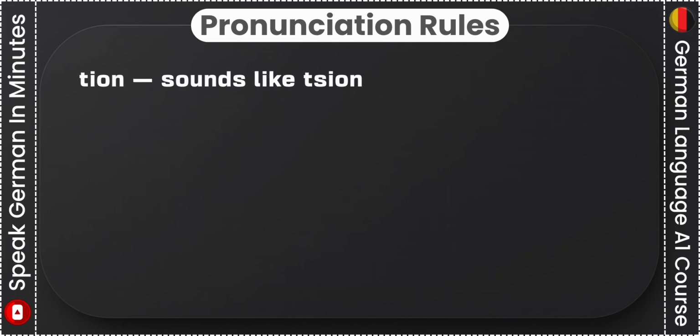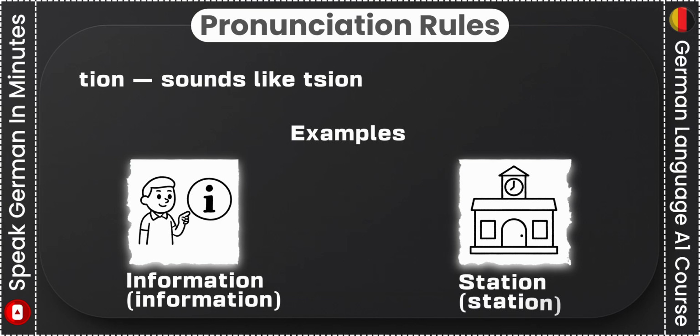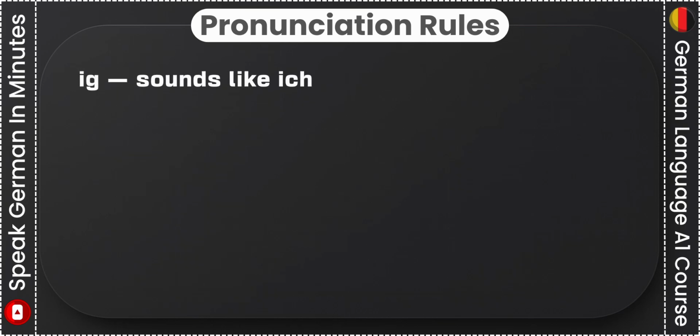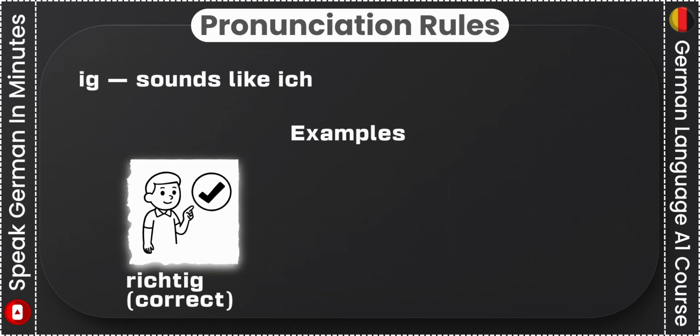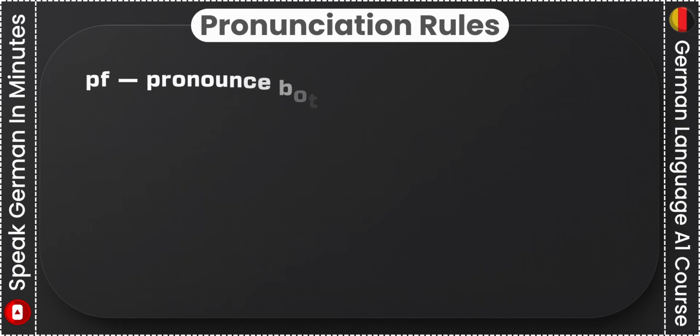TION sounds like tsion. Examples: Information, Station. IG sounds like ish. Examples: richtig, wenig.